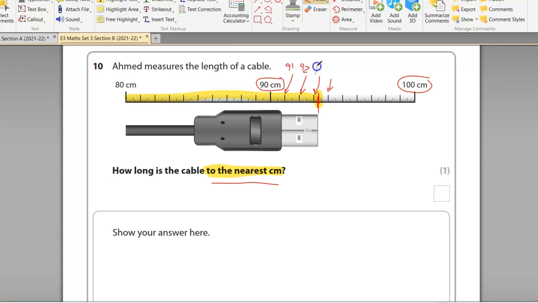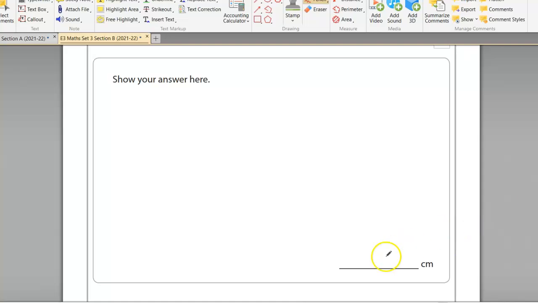So we can see the length of that cable is between 93 centimetres and 94 centimetres. But can you see that it's closer to 93 centimetres than it is to 94 centimetres? So how long is it to the nearest centimetre? It's nearest to 93 centimetres.